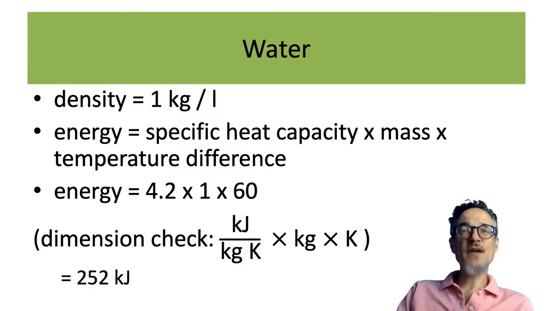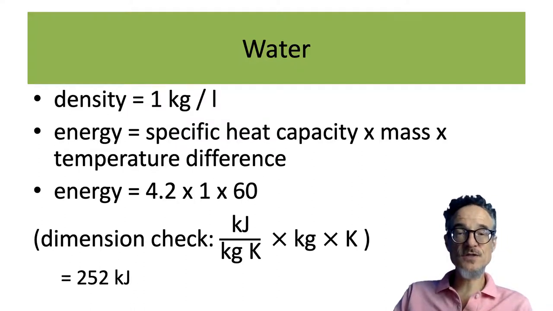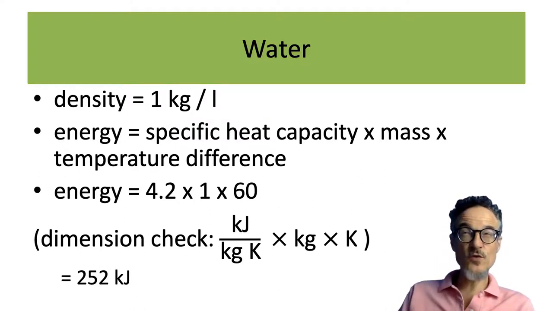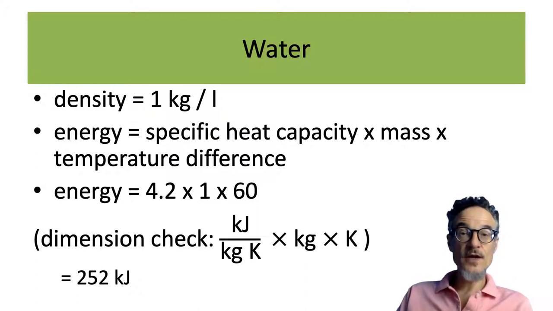Let's just check the dimensions. So we've got kilojoules per kilogram Kelvin times kilogram times Kelvin. So the kilograms and the Kelvins cancel out, and we're left with 252 kilojoules. It's a very good idea to check the dimensions, and this becomes especially useful because kilo is 1,000. If we forget a kilo somewhere, we may have the answer wrong by 1,000 times, which we don't want to do. So this is 252 kilojoules.